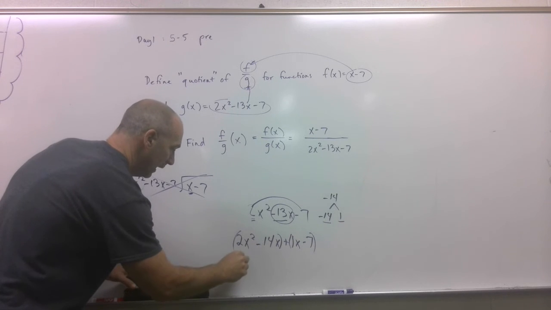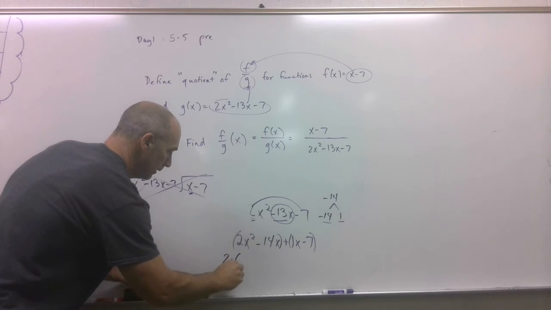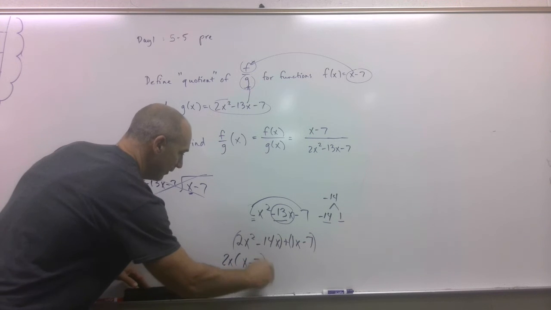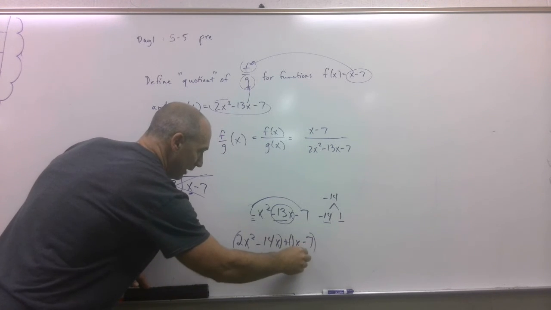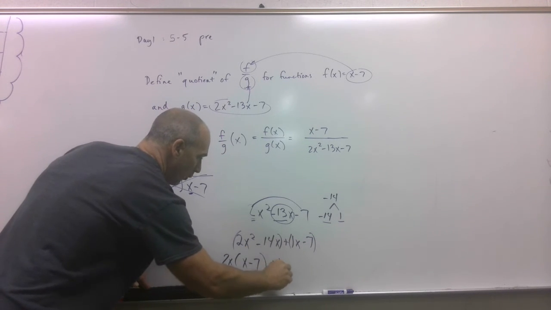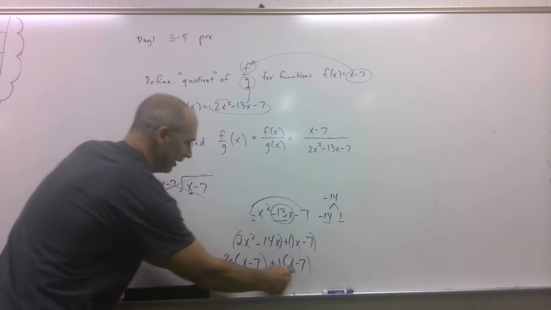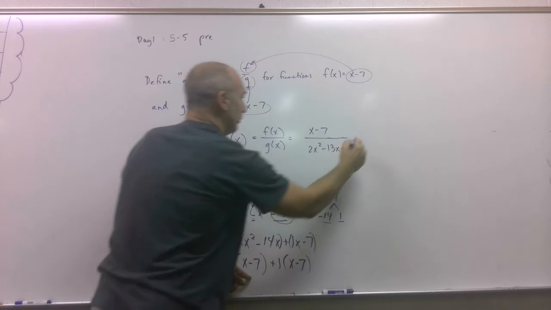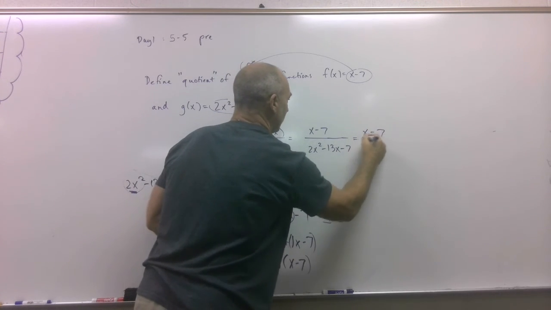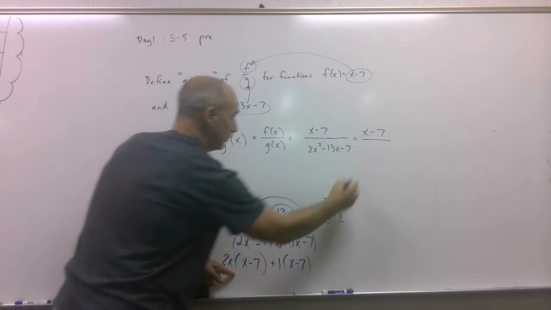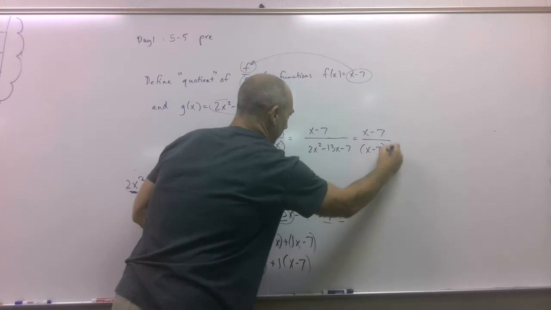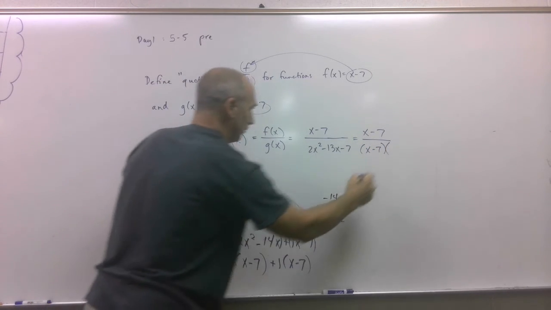And take a 2x out of here. I'd be left with x minus 7. Notice there's a match here. I got to take something out of there, so I take a 1 out. X minus 7. And then notice I have a match. So this would be x minus 7 all over x minus 7, 2x plus 1.